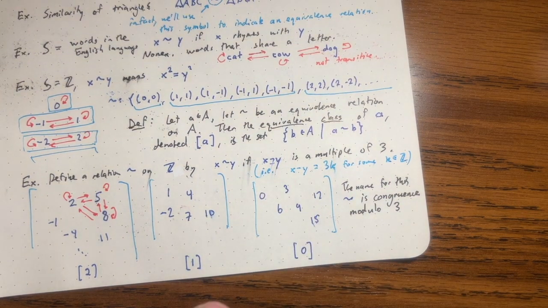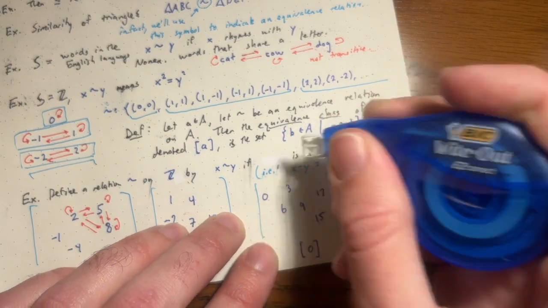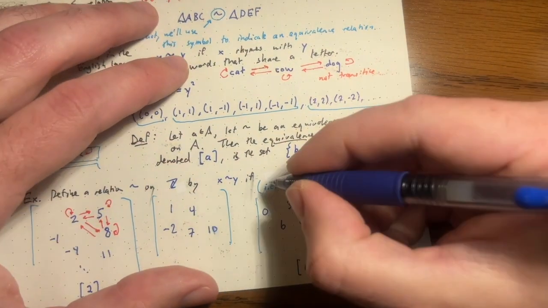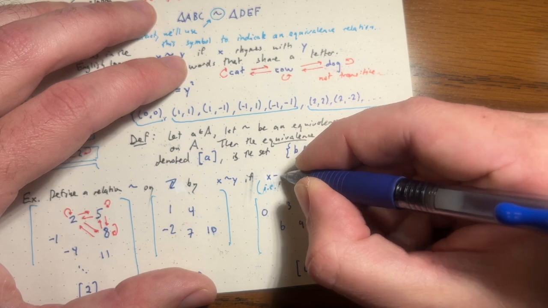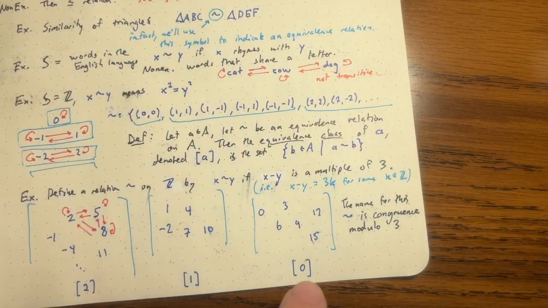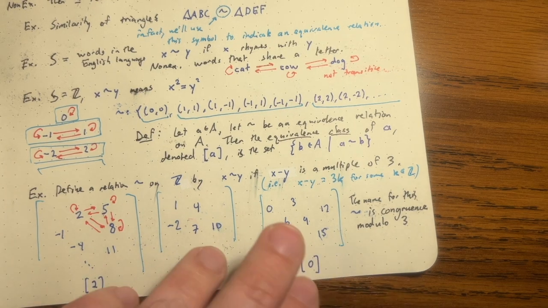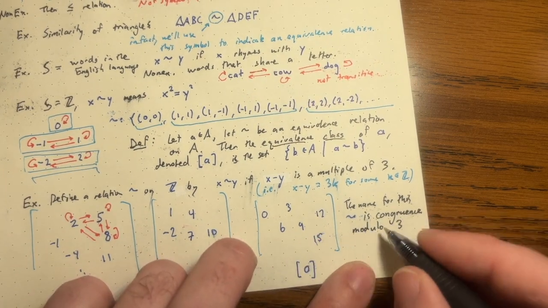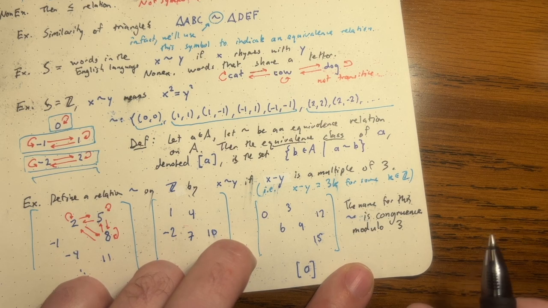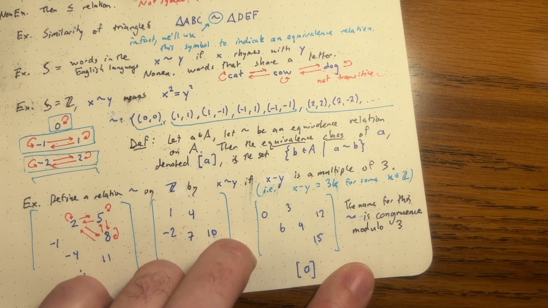There's kind of a smudge there, and I want this to be very clear. It's saying x minus y has to be minus. I think if you put a plus, it actually doesn't give you an equivalence relation. But if x minus y is a multiple of 3, this turns out to be an equivalence relation, and we're going to prove that, actually. This is called congruence modulo 3.